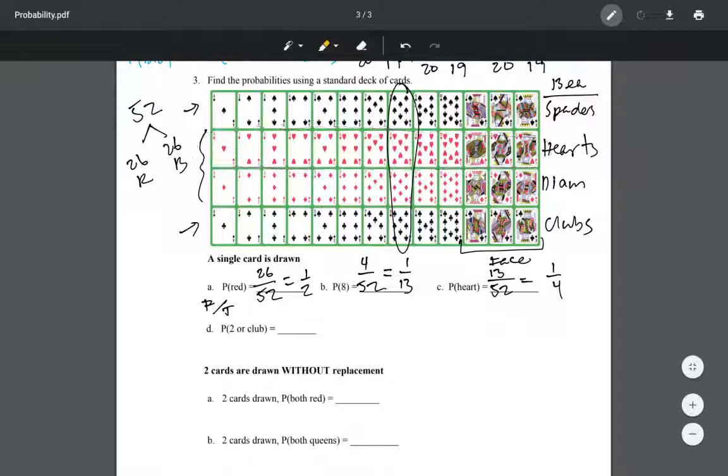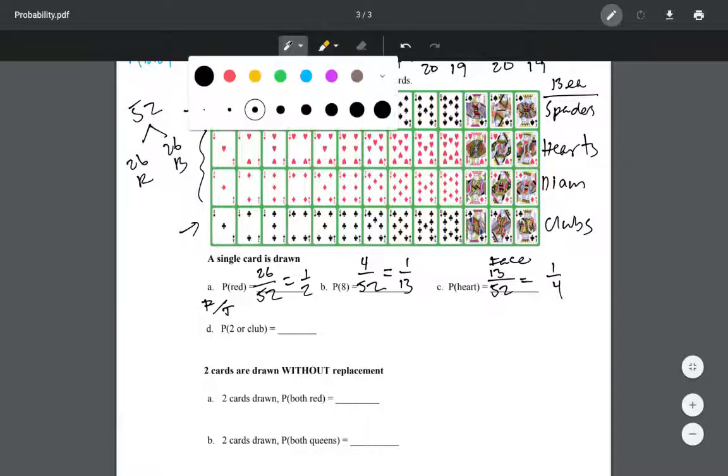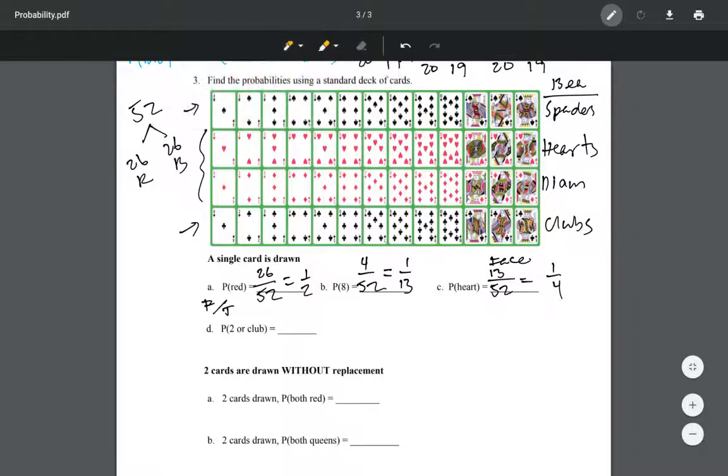Next, I want to know the probability of getting a 2 or a club. Let me erase some of what I've got here. A 2 or a club, and I'm going to grab a different color pen here. Grab yellow. Okay, so all of the clubs are down here at the bottom. If I circle these in yellow, it's the entire suit, so there's 13 there. If I circle all of the 2s, they're here. There are 4 of them, but you'll notice that this 2 of clubs got circled twice, so I actually need to take that one out.